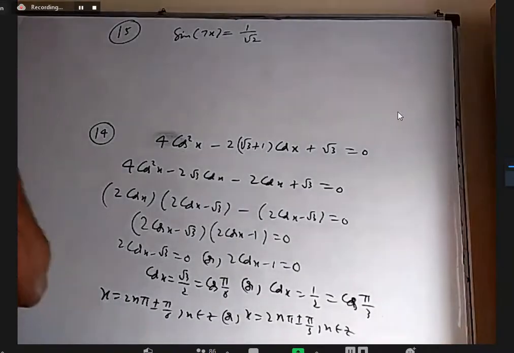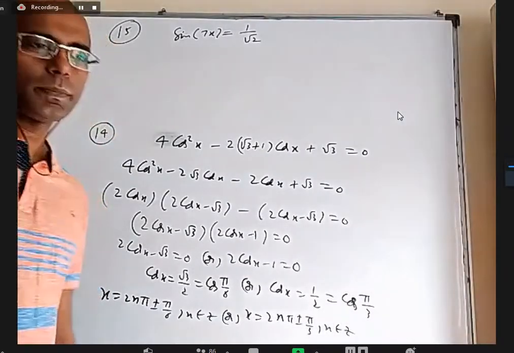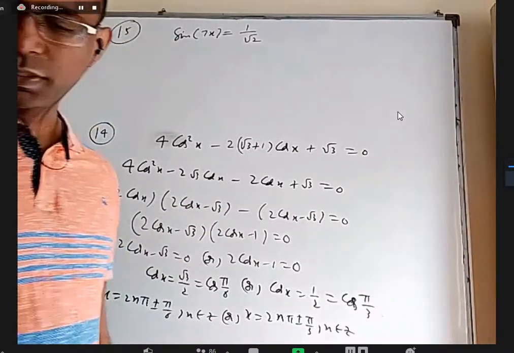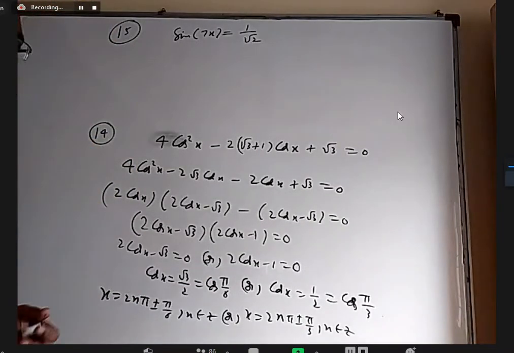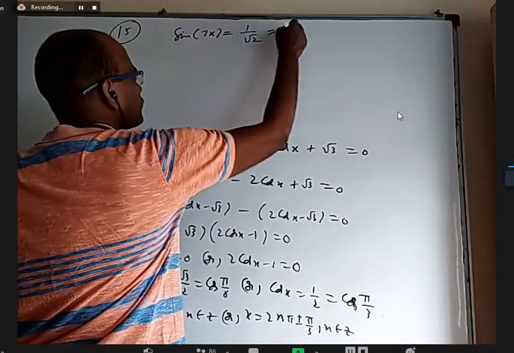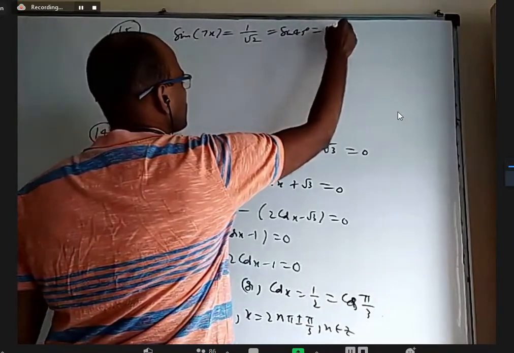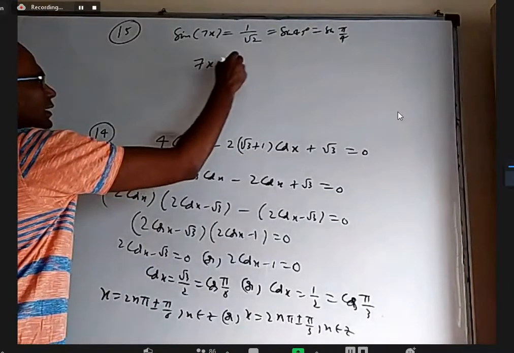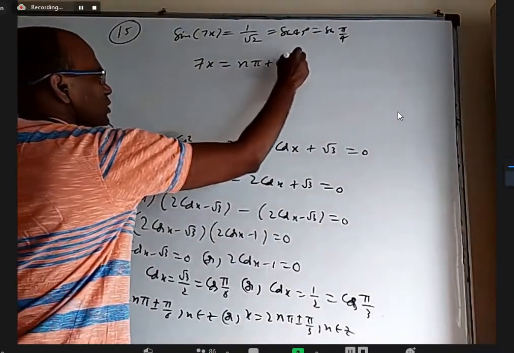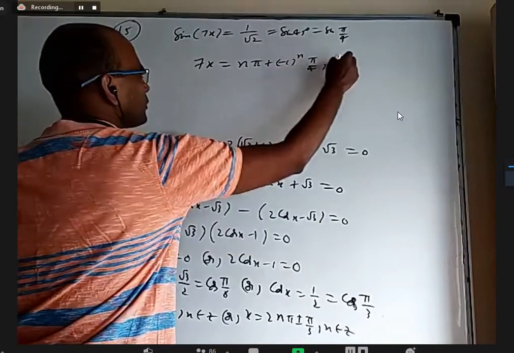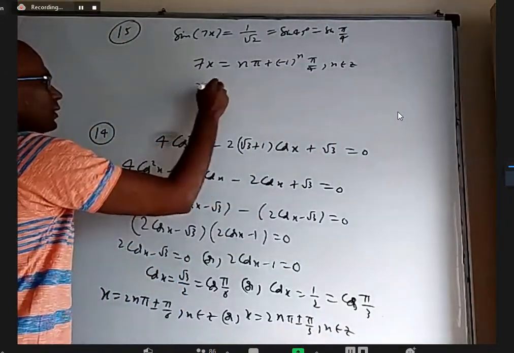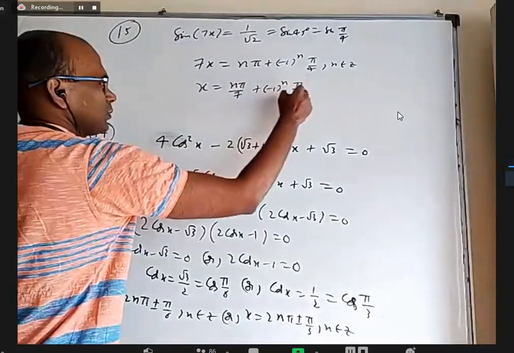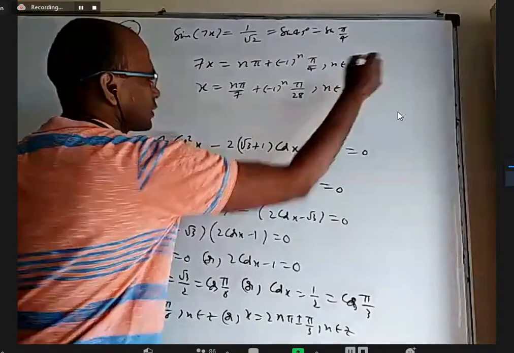Yes. Sin x equal to sin alpha, the general solution is x equal to n pi plus minus 1 whole power n into alpha. We have seen that, one of the last things we discussed, because it comes alternating plus minus. This is sine 45 degrees, which is sine pi by 4. When I divide by 7, I'll get x is equal to n pi by 7 plus minus 1 whole power n pi by 28, and n belongs to z. This is the general solution.